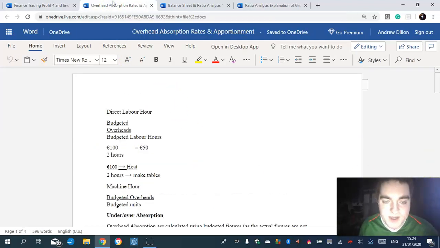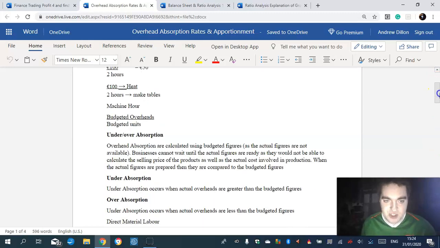Now let's move on to the next one, which is overhead absorption rate and apportionment. So direct labour hour has budgeted overheads and budgeted labour hours: €100 plus €50 in just 2 hours. Then 100 to heat, 2 hours to make tables. Then we have machine hour, budgeted overheads and budgeted units.